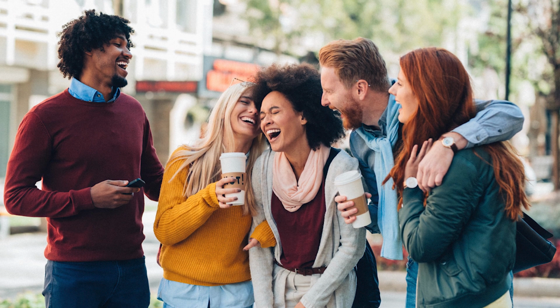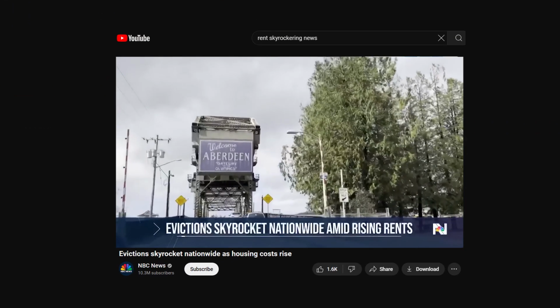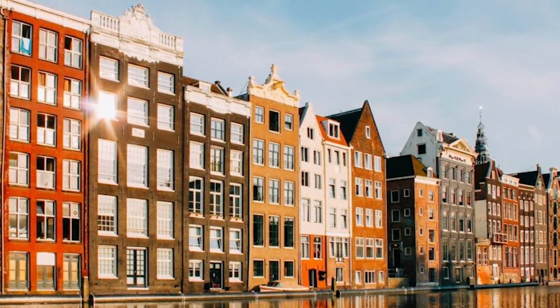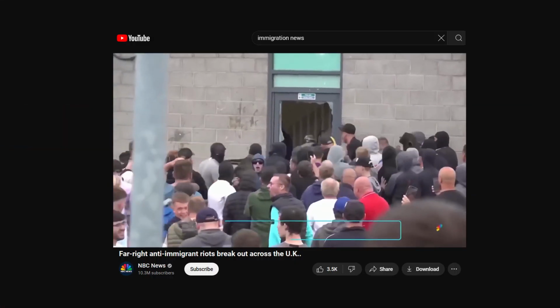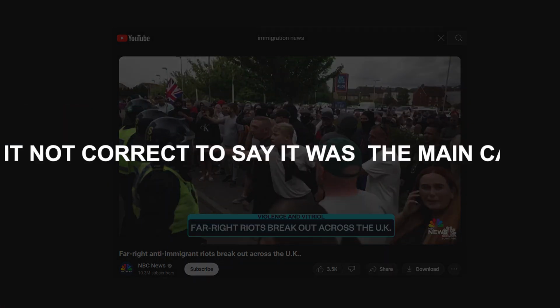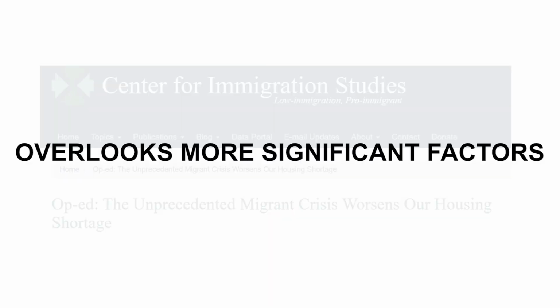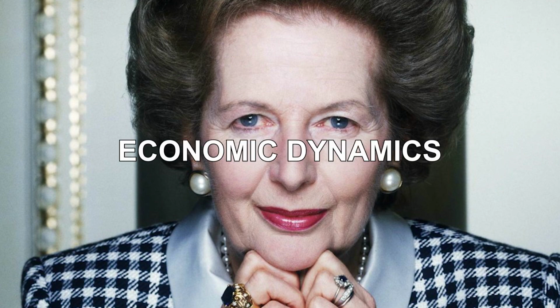As millennials reached the age of wanting to buy their first home en masse, rents and house prices rose to record highs, and housing became increasingly difficult to afford, not only for low-income households, but increasingly for middle-income households as well. Although immigration added some pressure to the housing market, it is not correct to say it was the main cause of these problems. The narrative that immigrants are primarily responsible for the housing crisis overlooks the more significant factors at play, such as policy decisions and economic dynamics.